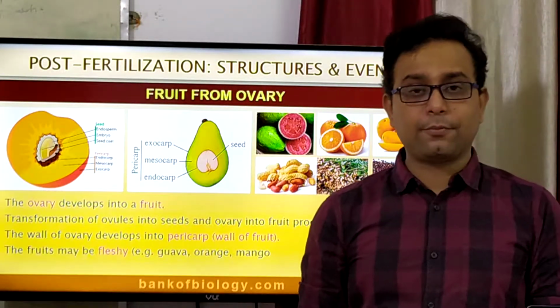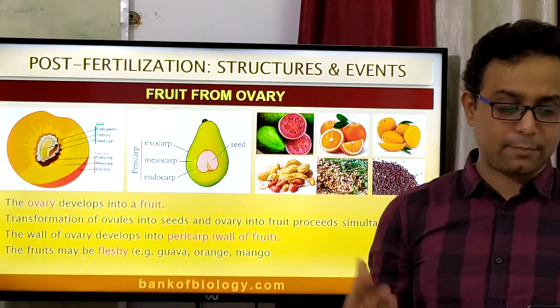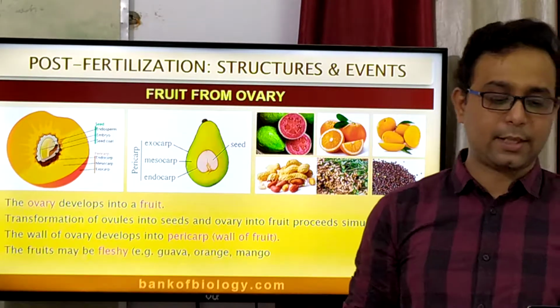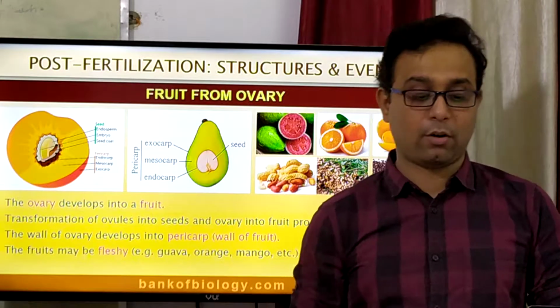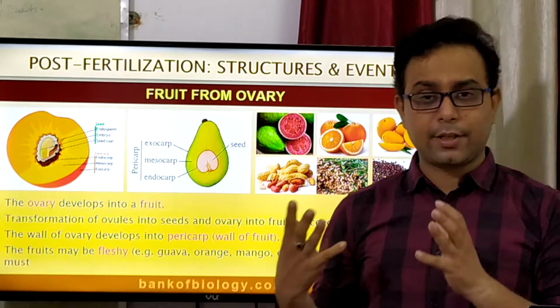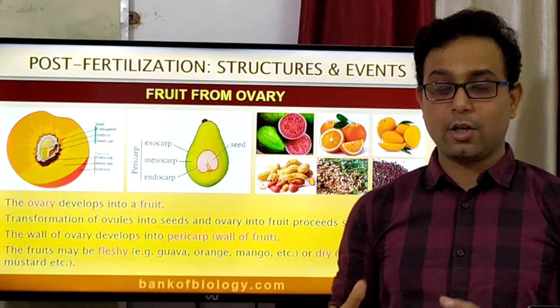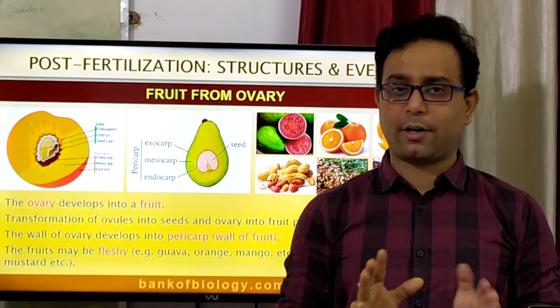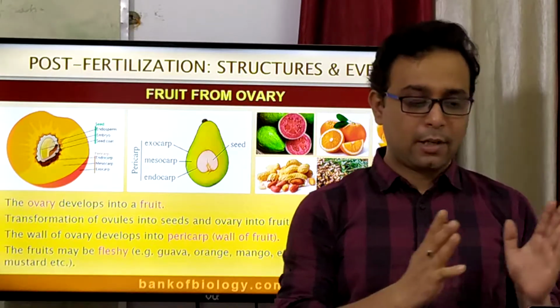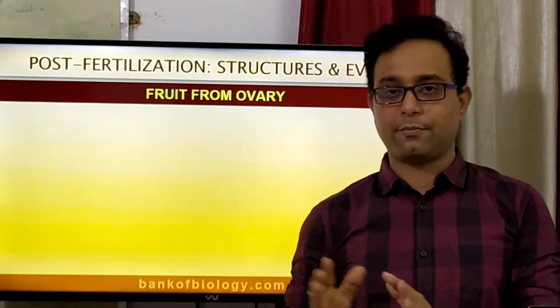Thus, not all fruits are fleshy. Some fruits are very fleshy, like guava, mango, and orange. But some fruits are very dry, like groundnut and mustard. So fruits are classified in this format into two types: fleshy fruits and dry fruits.